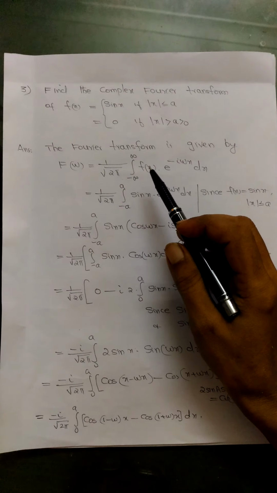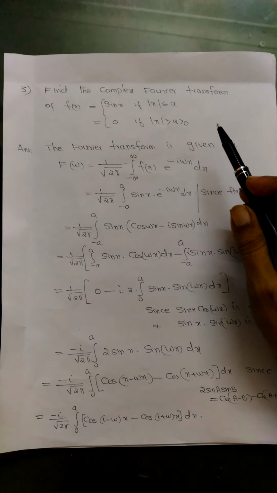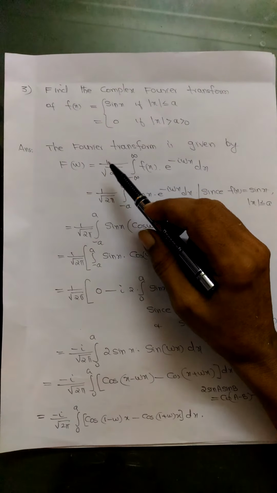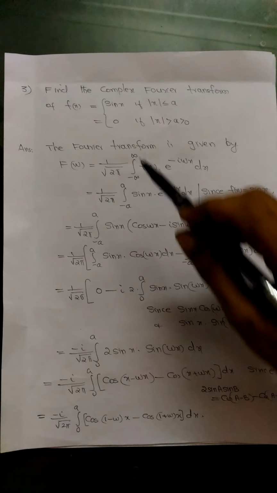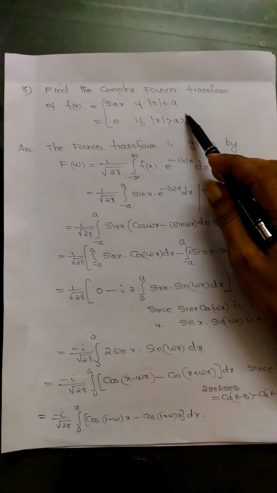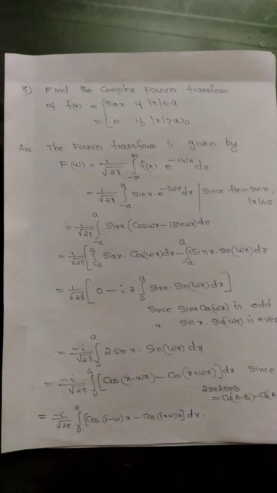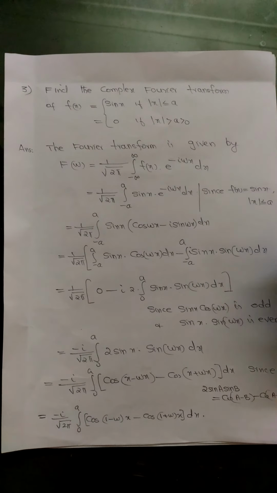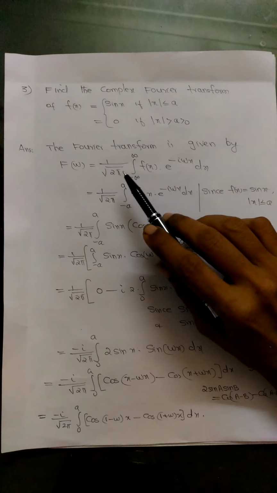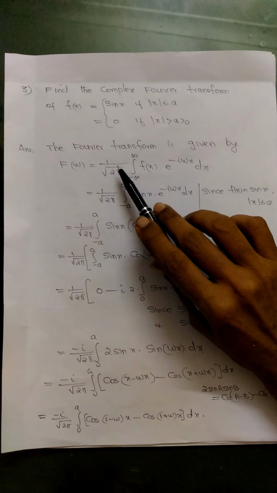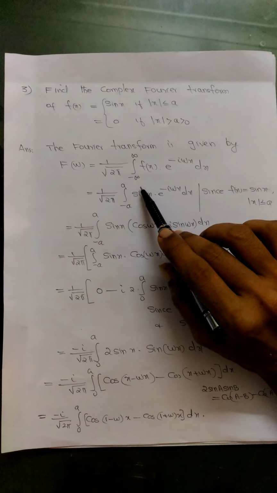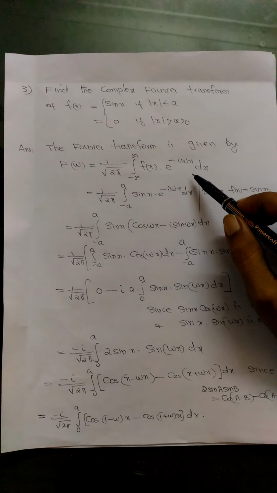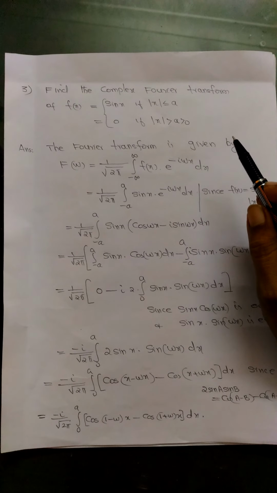Today we have to discuss the problem of Fourier transform. The question is: find the complex Fourier transform of f(x) = sin x if |x| ≤ a, and equal to 0 if |x| > a > 0. The Fourier transform is given by the formula F(ω) = 1/√(2π) ∫ from −∞ to +∞ f(x) e^(−iωx) dx.